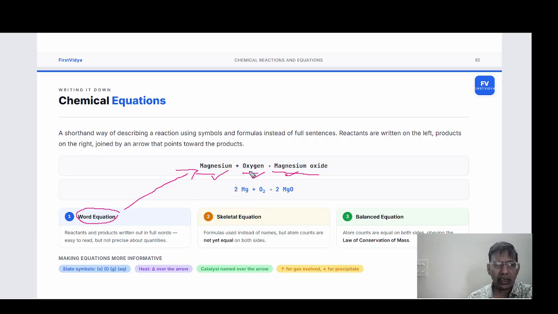So what is the advantage? Easy to read, anyone can read, but not precise about the quantity. We don't know what quantity of magnesium and what quantity of oxygen will mix to form magnesium oxide.